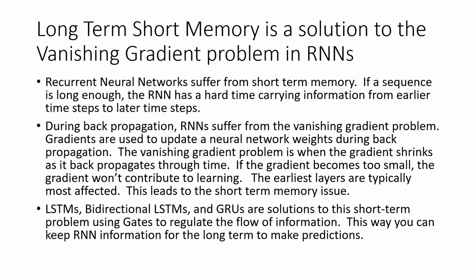And if the gradient becomes too small, then the gradient isn't going to contribute much at all to learning. And so your earliest layers, which are near the end of the gradient coming back, are typically going to be the most affected by this vanishing gradient problem, which leads to the short-term memory where essentially the earliest layers don't learn as much as they could. So LSTMs, bidirectional LSTMs, and gated recurrent units are solutions to the short-term memory using gates to regulate the flow of information, basically allowing you to keep information for the long term so that you can make predictions on the best available data.